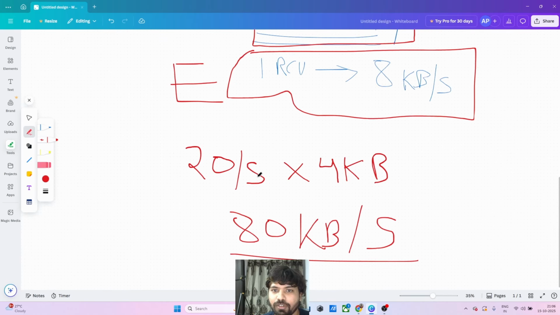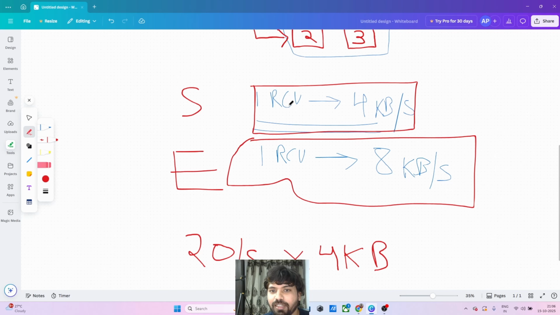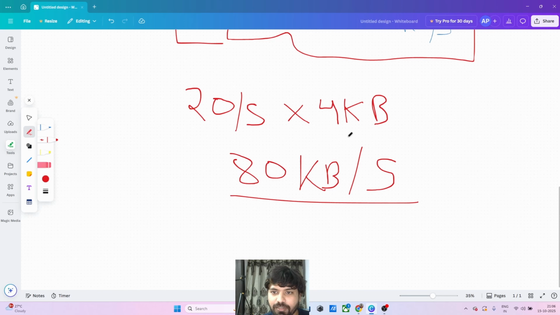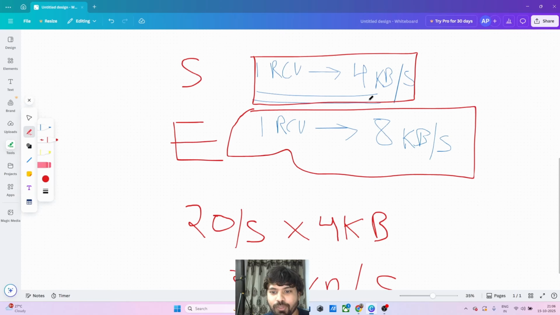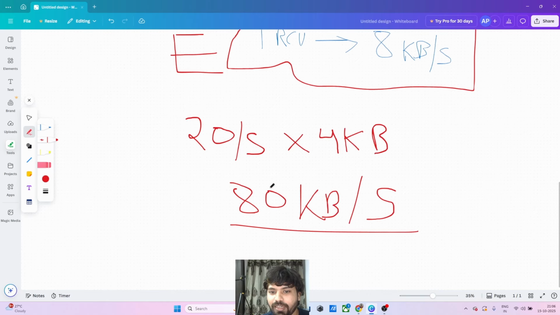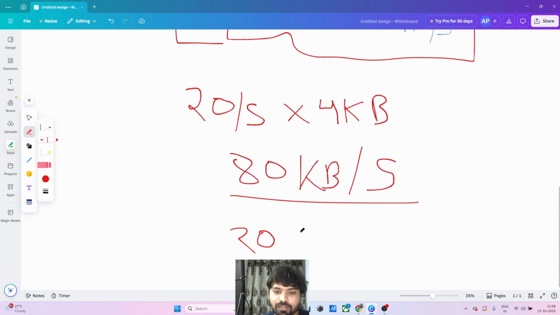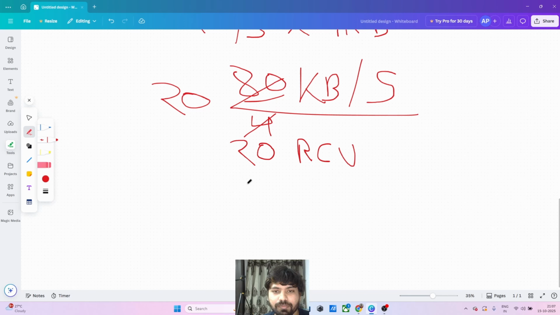We go back to our formula and see that one RCU can do 4 KB per second, right? So how many RCUs will you require here? One RCU can do 4 KB and we are reading 80 KB. So we will require 20 RCUs, because we divide 80 by 4 KB and after dividing we get 20. That's how RCUs are calculated.